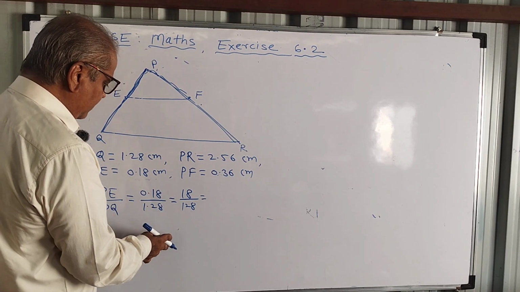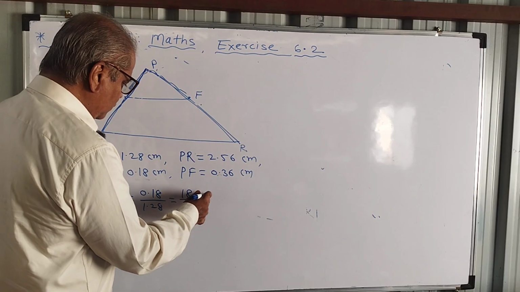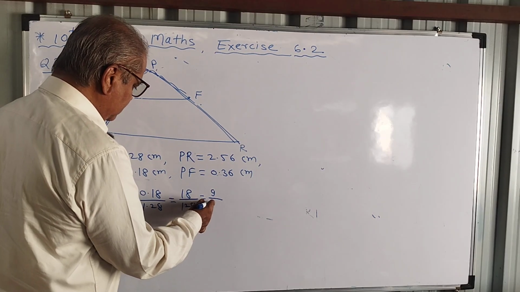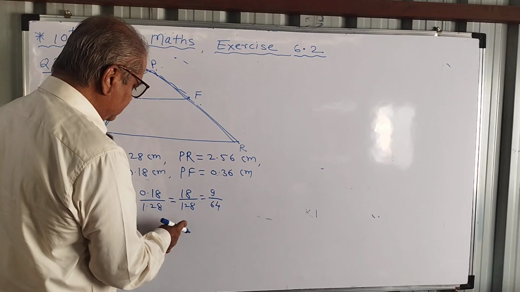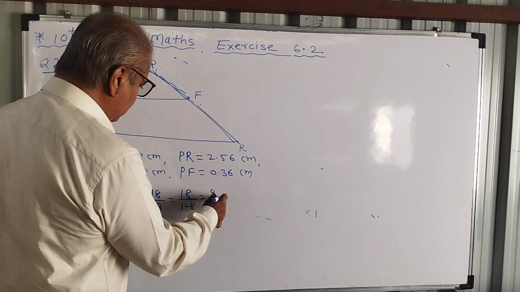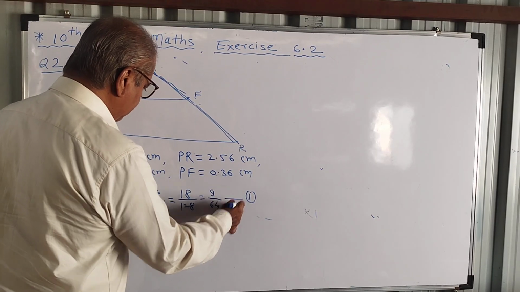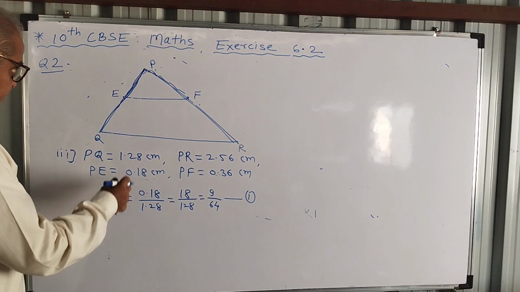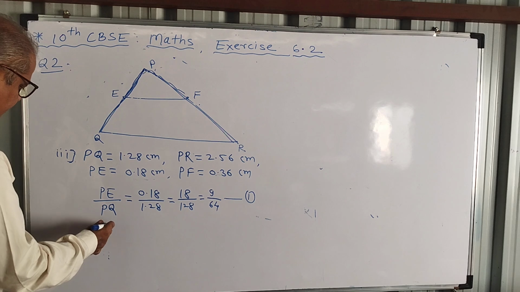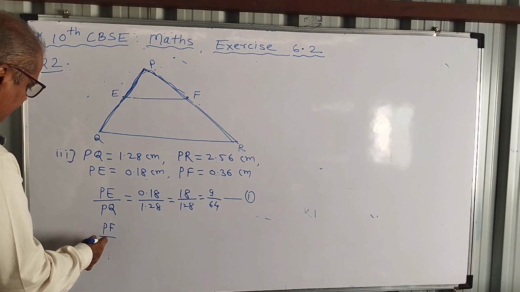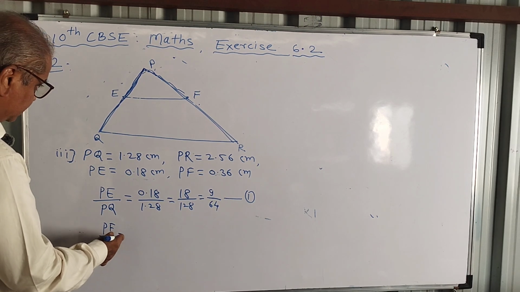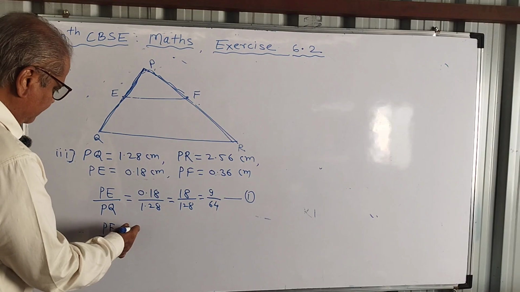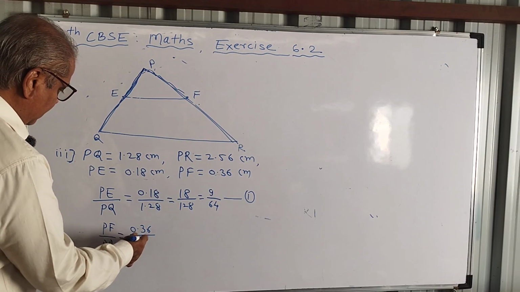You can reduce it by 2. 2 nines are 18, 2 sixes are 12, 2 fours are 8. So 9 upon 64. You cannot reduce further. So statement number 1. Second ratio, PF upon PR. So what is PF? 0.36 and PR is 2.56.